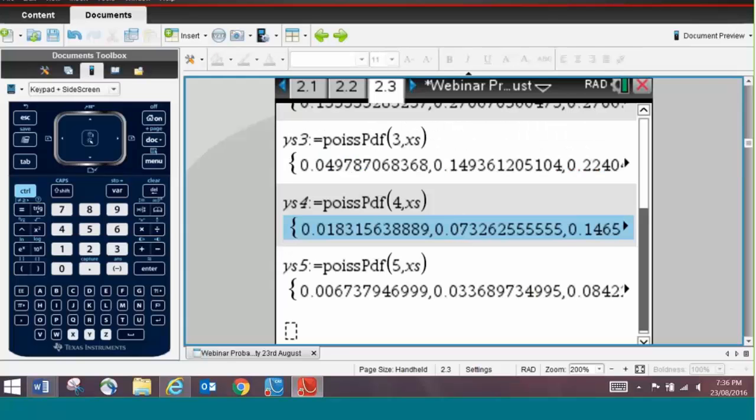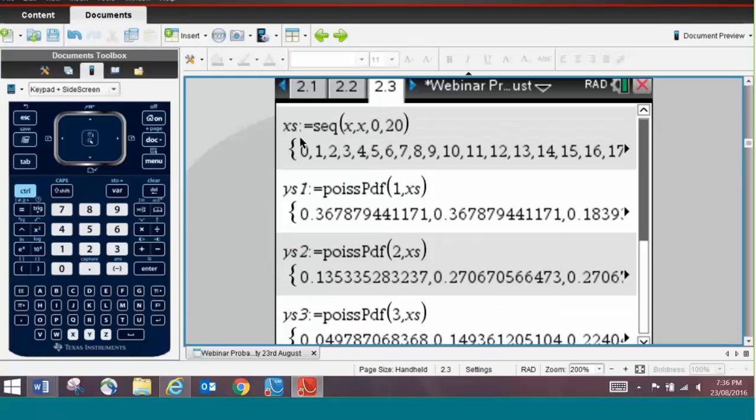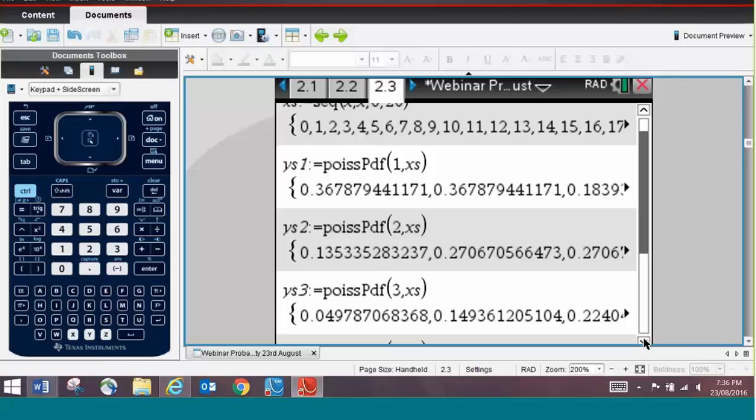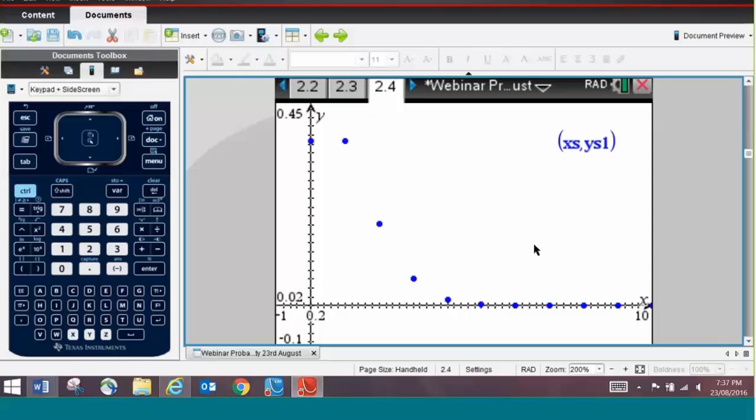So what I've done here is actually just defined a few things. I've defined a sequence. These are my X's, and they're just the numbers from 0 to 20. And then I've said, well, my first Y's are going to be those X values of the Poisson distribution for an average rate of 1. And I've done that a few times, but I'm saving a little bit of time here. But I've done that for the first 5 values there, changing the average rate so that we can see what happens.